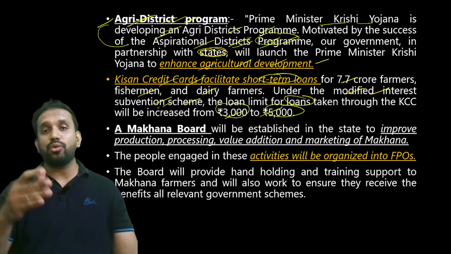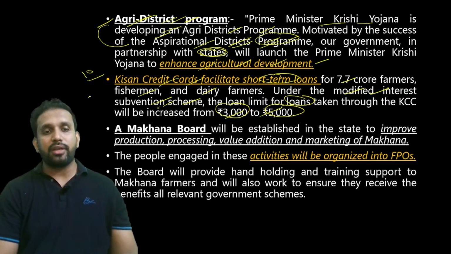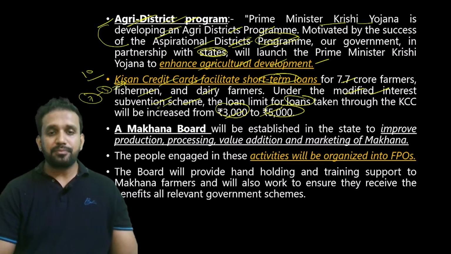With regard to interest subvention, the commercial interest rate is 10%. Subvention means a little lower, maybe 7%. The 3% is generally borne by the government. So here the government is bearing a little extra, decreasing the burden on farmers.